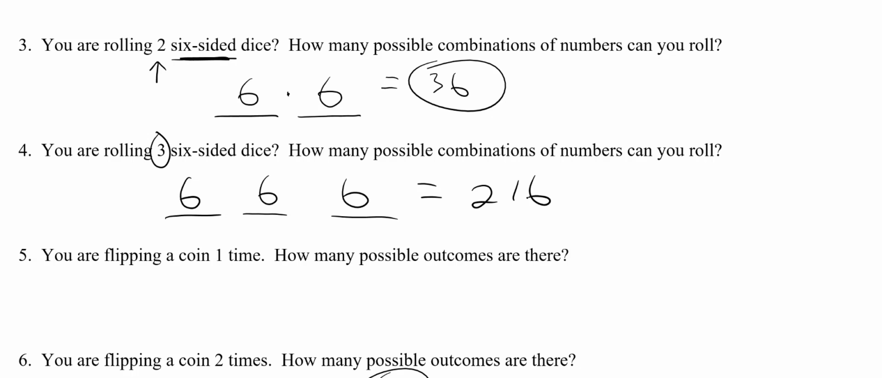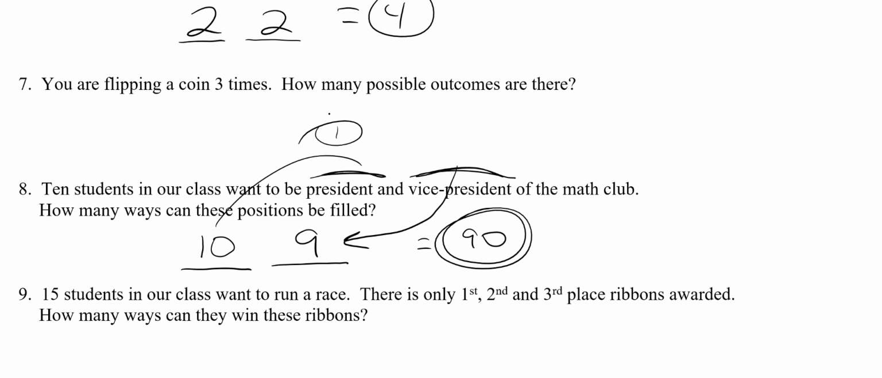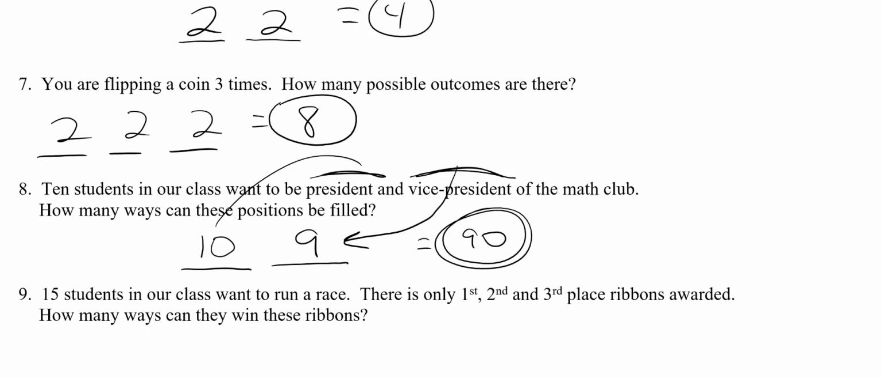Okay, so this is you flip a coin 1 time. That's pretty easy. So how many possibilities are there? Just 2, heads or tails. So that one is just 2. Number 7. I'm going to get rid of this here. Number 7 says you flip a coin 3 times. That's easy. So 2, 2, and 2. So there's 8 possibilities.